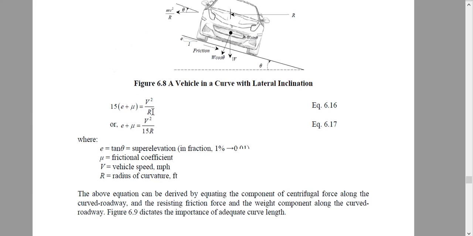Now if I increase my radius, I can maintain a high velocity. Sometimes it is not possible to increase the radius because of land. We need a huge amount of land to increase the radius.